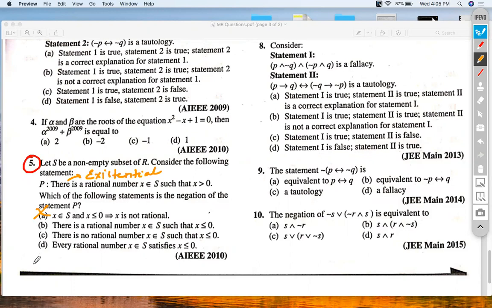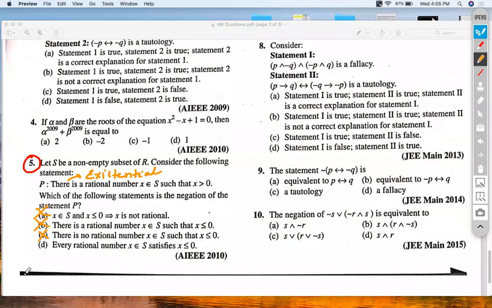Is this my answer? No, I guess. No, sir. Okay. This is actually a complication. Next, there is a rational number X belonging to S such that X is less than or equal to 0. Now, existential quantifier negation cannot be another existential quantifier. So, B is also wrong. Now, there is no rational number such that X is less than or equal to 0. Isn't it saying the same thing? So, how is that the negation?